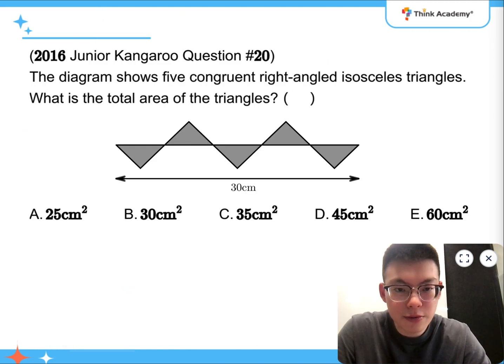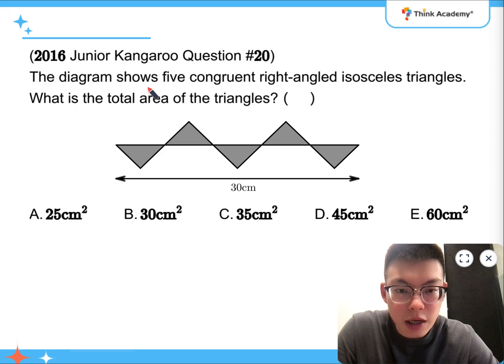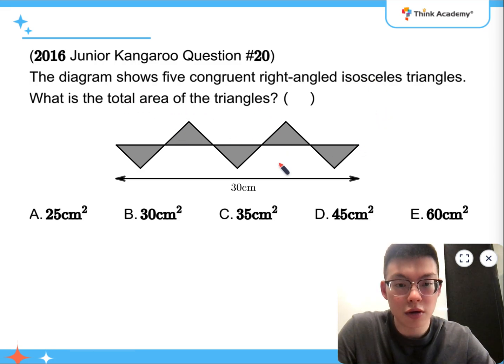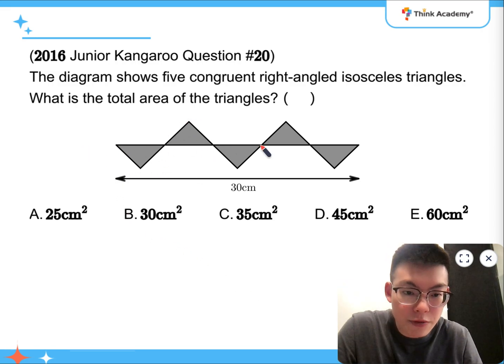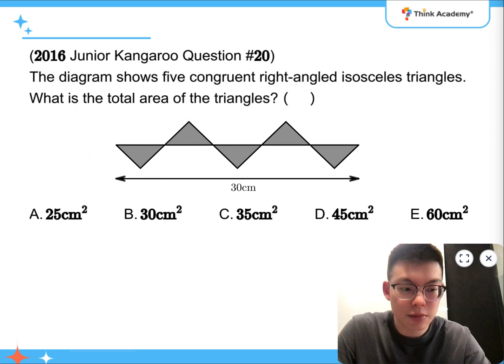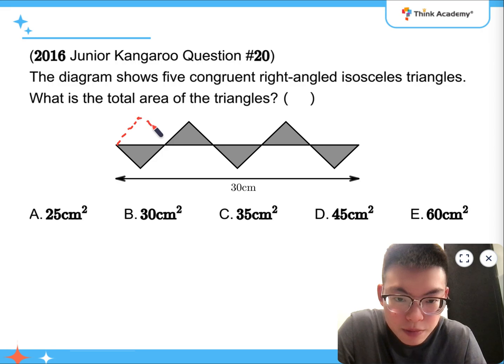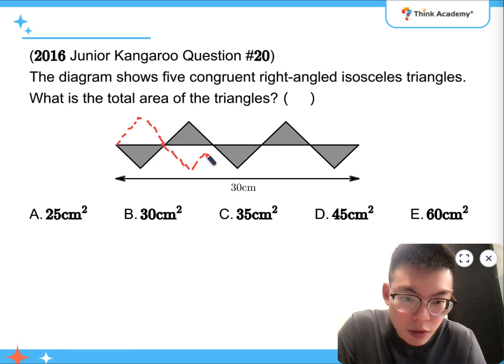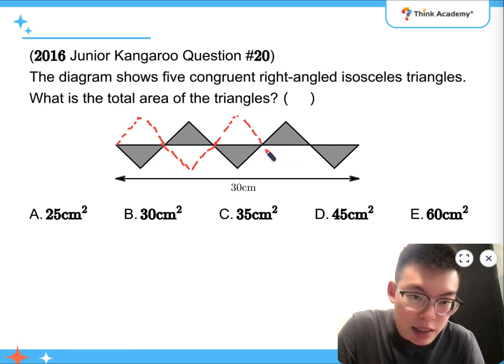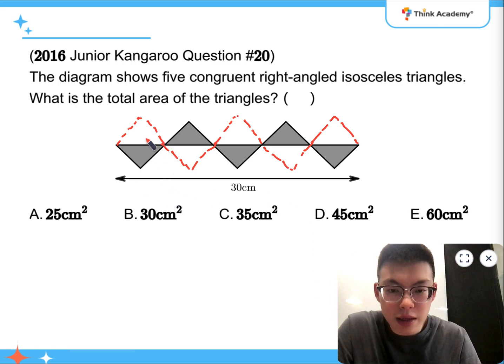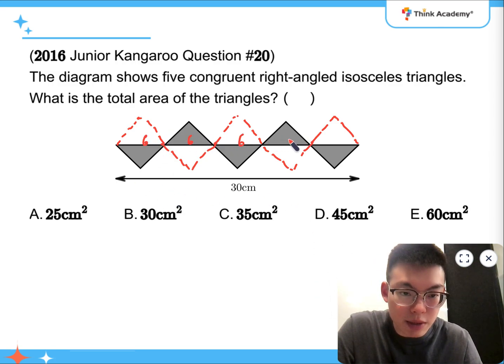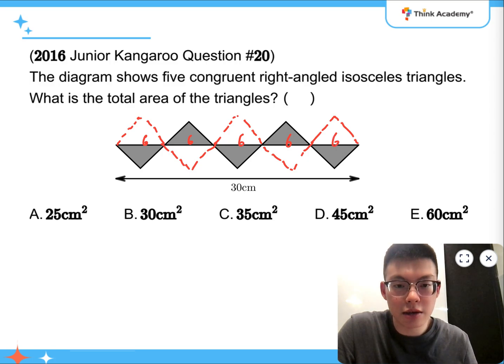And the last one for these 5. It shows 5 congruent right-angled triangles, which are isosceles. What is the total area of the triangles? Okay, so if the length is 30 centimeters, you can just think about having all the squares completed. And now each diagonal of the square is going to be 6 centimeters, right?